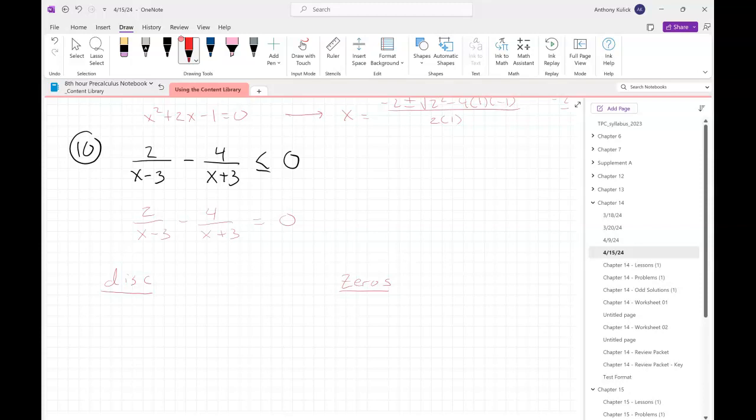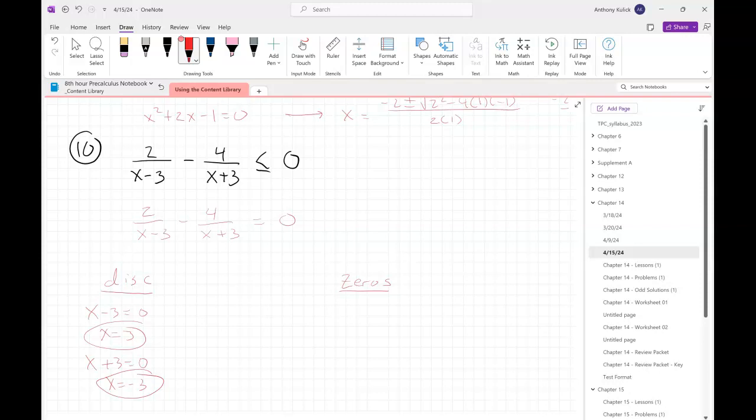What are the discontinuities going to be? And I don't care about removable or vertical asymptote. It doesn't matter to me. I just need the discontinuity. Good. It's anywhere where the denominator becomes 0. Any denominator becomes 0. So it would be 3 and -3. Everybody's good?